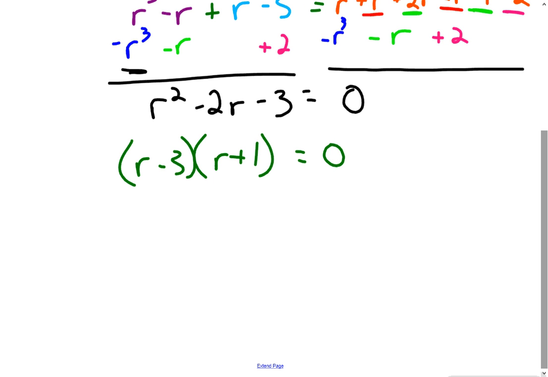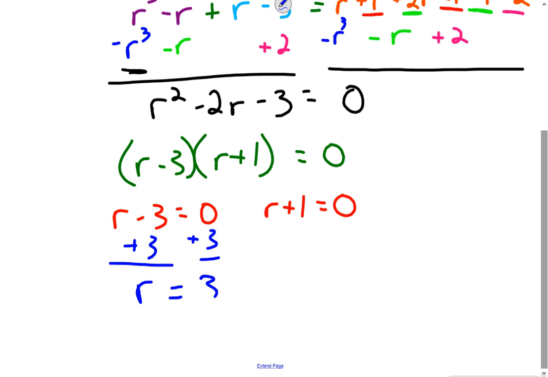If we set both factors equal to 0, we have r minus 3 equal to 0, r plus 1 equal to 0. Solve these two little equations. So if I add 3 to both sides, we find out that r equals 3. If I subtract 1 from both sides, I find out that r equals negative 1.